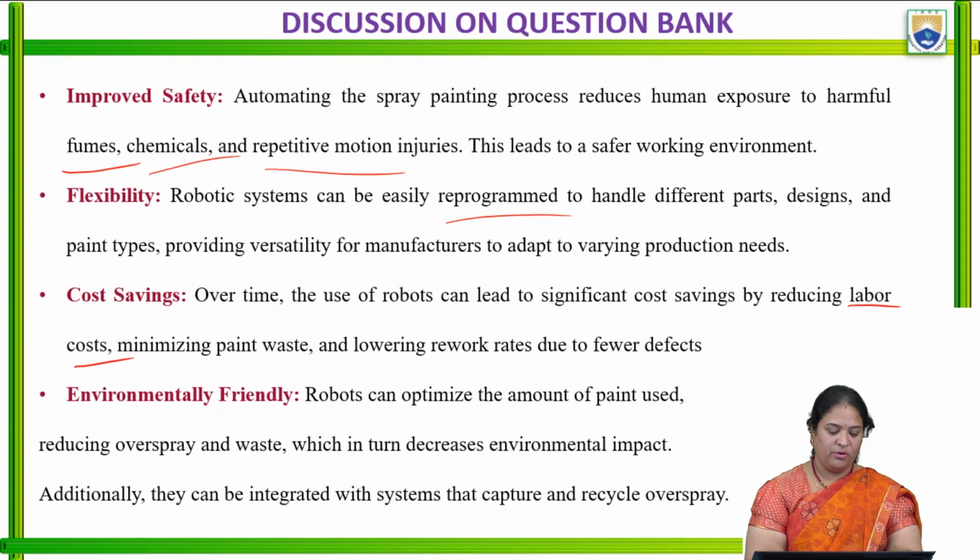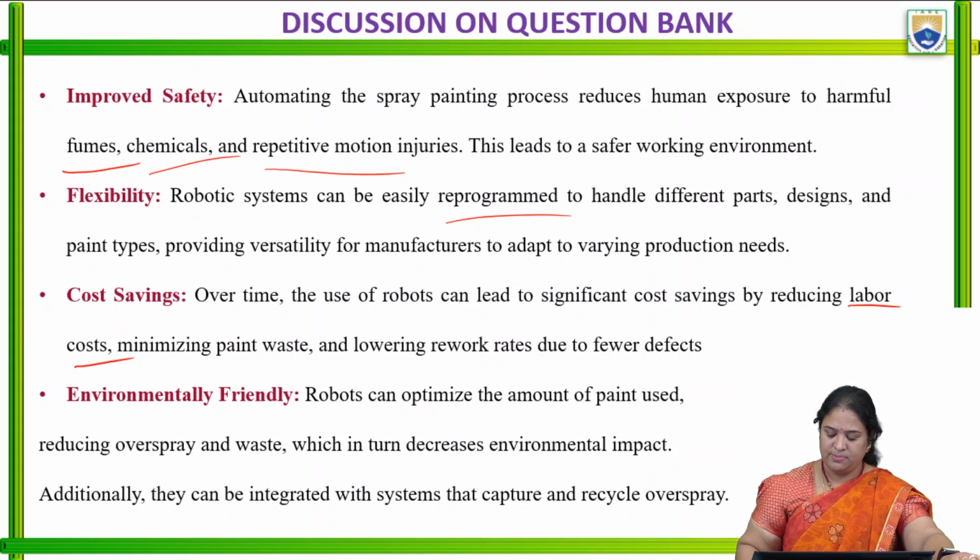Next, coming to the environmentally friendly operation. The robots can optimize the amount of paint used by reducing overspray and waste, which in turn decreases the environmental impact. Additionally, they can be integrated with a system that captures and recycles the overspray.